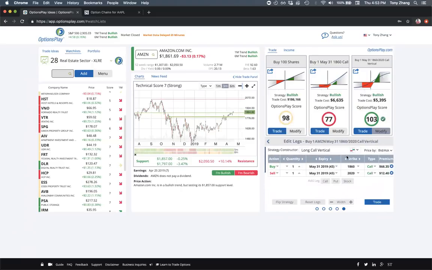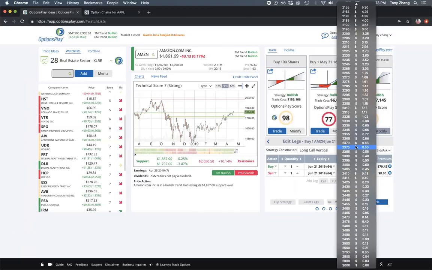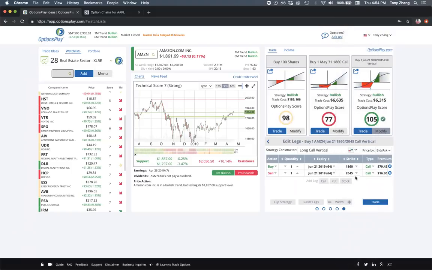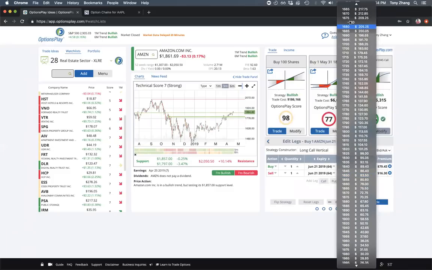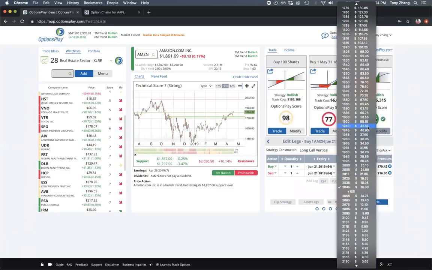You might even want to buy yourself a little bit more time on here. Maybe you might want to go out to June. And you can always use this tool to help you figure out where to sell that upper bound on the call if you change your expiration date, because all of our strike prices have the standard deviation marks on them.